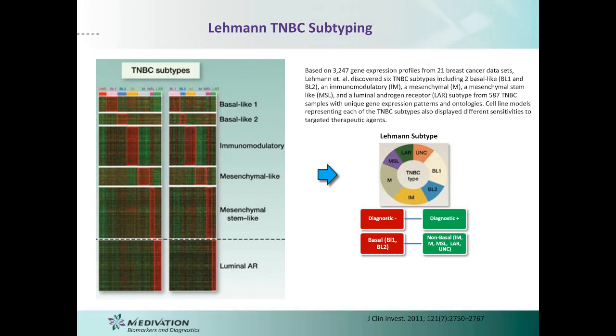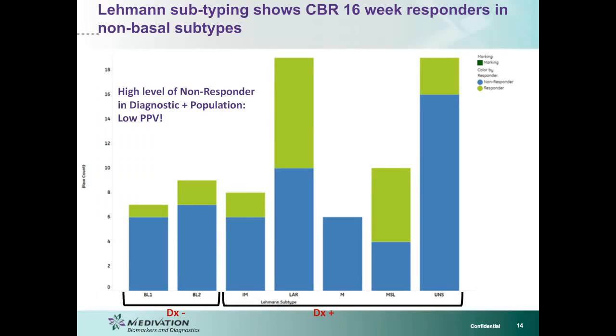So here we can choose two different strategies for biomarker development. The diagnostic positive cases could simply be those that are luminal AR. However, as I'll show you in a second, it would be much more productive to describe diagnostic positive cases as those that are not the basal-like 1 or basal-like 2 groups. And that's shown here as a bar plot. On the left-hand side are the basal-like 1 and basal-like 2 categories, and blue is showing the number of non-responders, with the green bars stacked on top being those responders.